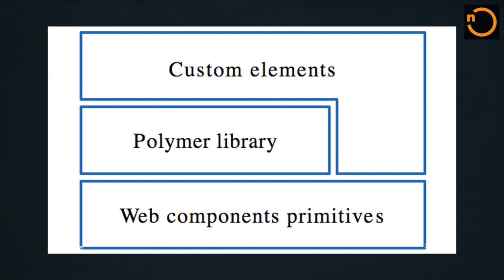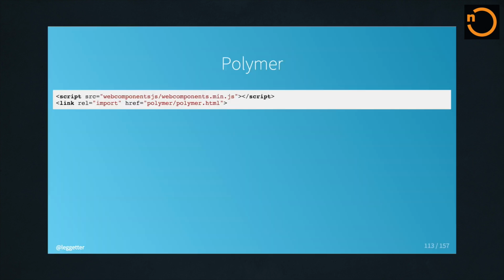Anybody use Polymer? OK, a few people. So this looks like the sort of diagram that I would create. But this is actually on the Polymer 1.0 documentation. So the idea of Polymer is that it's saying the baseline of building functionality for the web now is web components. Web components will exist within the browser. Polymer is a library on top of web components, and it uses custom elements. Let's see how we use that.